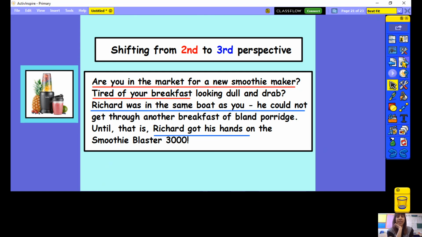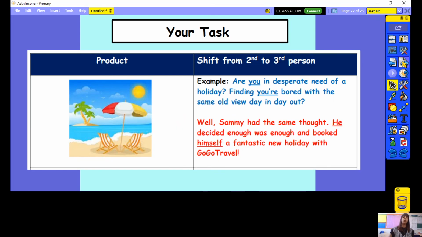Okay, so you can see there in red, I have underlined where the second perspective has been used. And in blue, I have used the third person perspective, which is where I have used the person's name and the pronouns such as he and his. So as we are writing about persuasive text, your task is, I have given you 3 different products, just like we had last time. And you are going to write a couple of sentences shifting from the second to third person. Really great way to do this is when you're writing in the second person, why not use a rhetorical question? Because that's when you're talking directly to the reader.